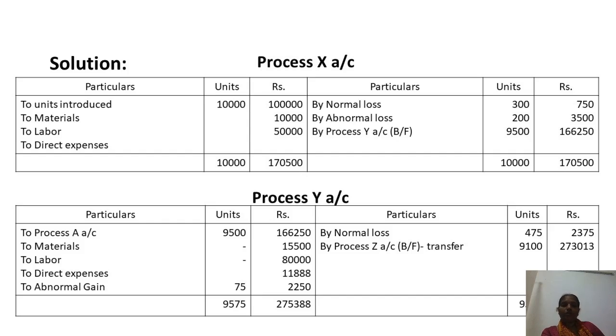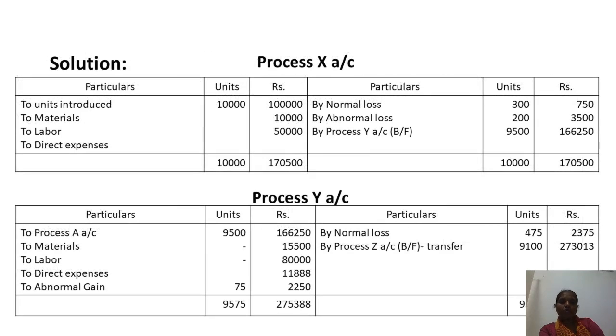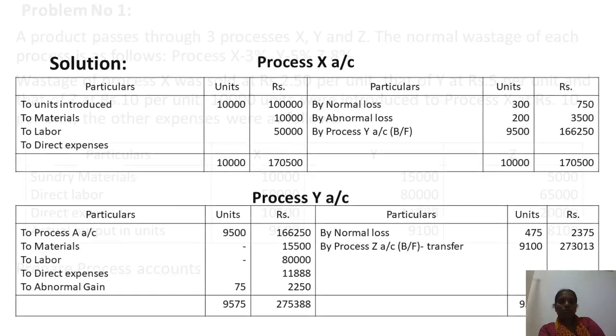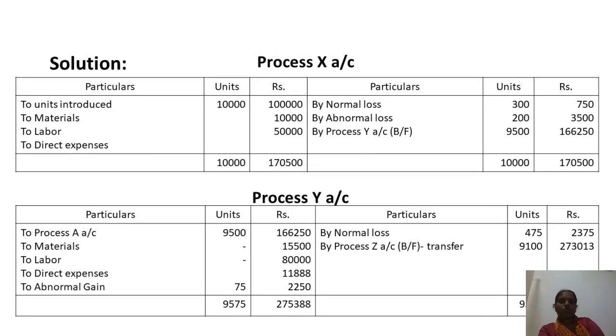We have to find out that in this process Y, normal loss is given as 5%. So 9,500 into 5% is 475. How much is it sold out for? That is 5 rupees. So 475 into 5, we get 2,375. Then we should put the total here.